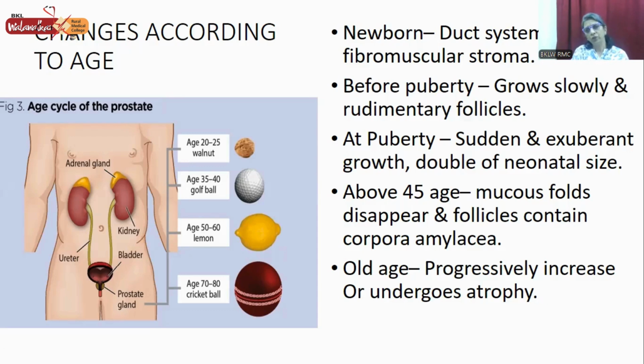Above the age of 45, the mucosal folds disappear and the follicles contain corpora amylacea. And the corpora amylacea increase as the age advances, moving into old age, and progressively the gland may increase or may undergo atrophy.